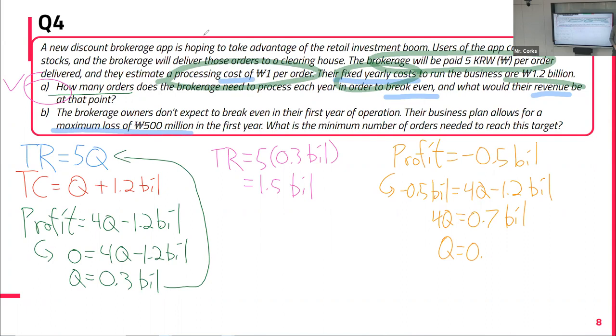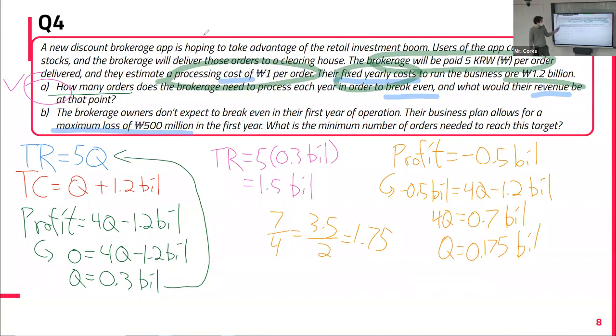Without the calculator. All right, so 0.175 billion. Just think 7 over 4, that's the same as 3.5 over 2, half of 3.5, 1.75, and just adjust for the zeros there.